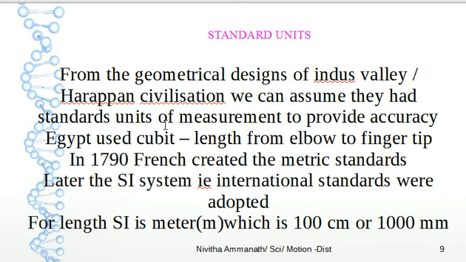Later, the SI system was introduced. SI means International Standards. S for standard, I for international. It was adopted later. For length, the international standard is the meter, which is 100 centimeter or 1000 millimeter. So 1000 millimeter is the same as 100 centimeter, which is the same as 1 meter. The symbol used is small m. For centimeter, we use cm in small letters. For millimeter, we use mm in small letters. This is the unit of measurement.